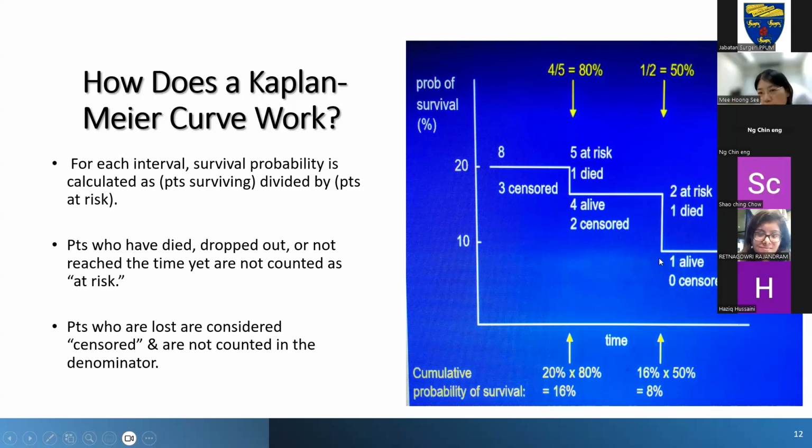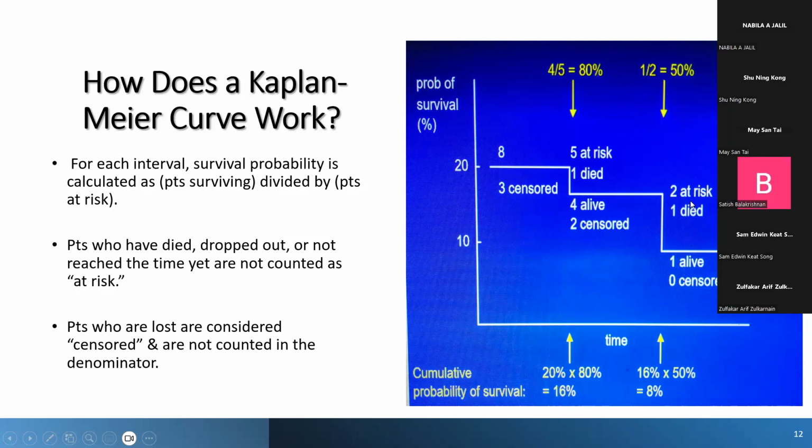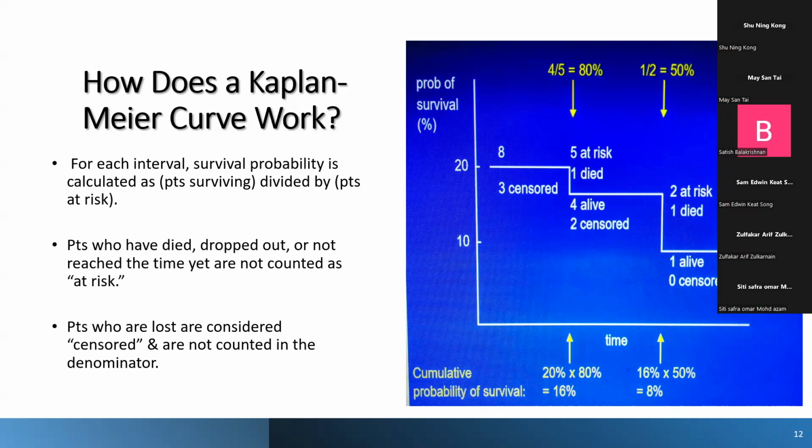So we move on to another timing. Then we see 2 at risk, 1 died, 1 alive. So 1 out of 2, which is 50% survival at this timing. So you understand, you need to censor out, and the censored patients, or dropouts and losses to follow-up, won't be counted in the survival.